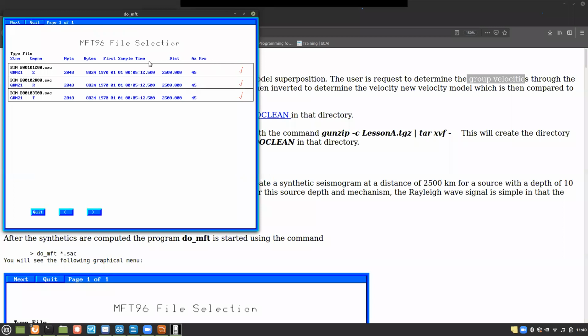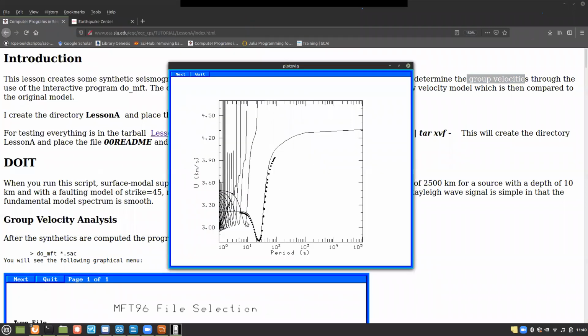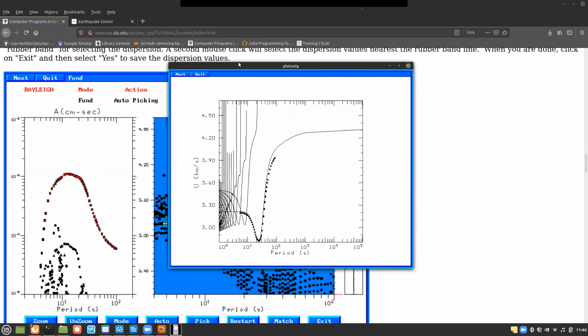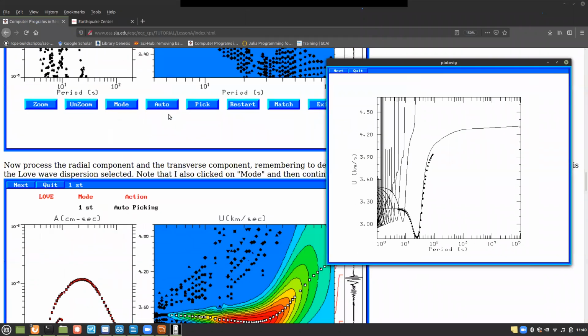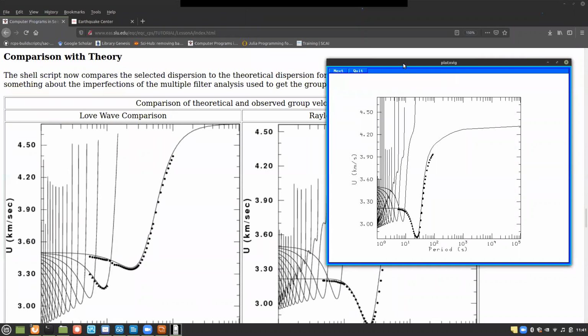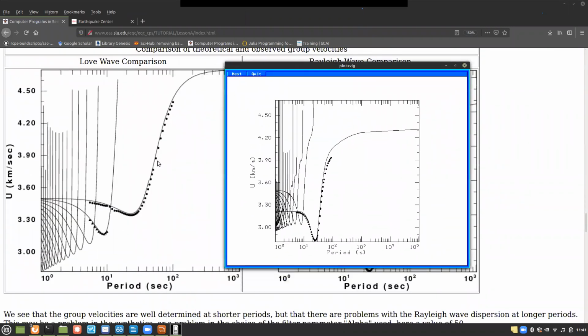So once I finish picking up, I think the program just goes on. So it gives me my dispersion curve plotted against the theoretical ones. So I think it's showing here. So we did this. We picked that, and then these are the comparison with theory. So I think this is the Rayleigh wave comparison that is here, and then the Love wave. So it will compare. So in this case, you can see he picked the fundamental mode and he picked the first higher mode also.